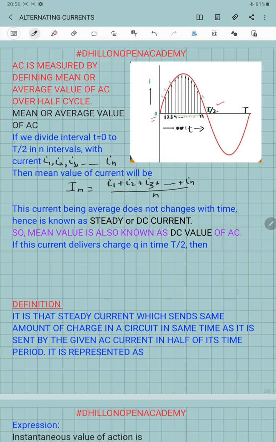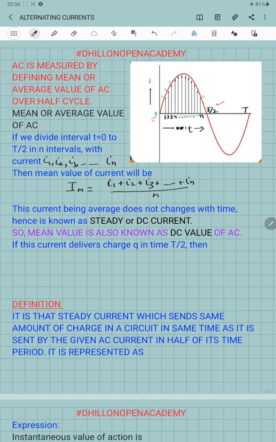Now because we are taking the average value of all the small instantaneous values of the current from 0 to T by 2, this average current, given by the value Im, no longer changes with time. We call this type of current a steady current, also known as the DC current, because it doesn't change with time. Because of this, the mean value is also known as the DC value of the AC.